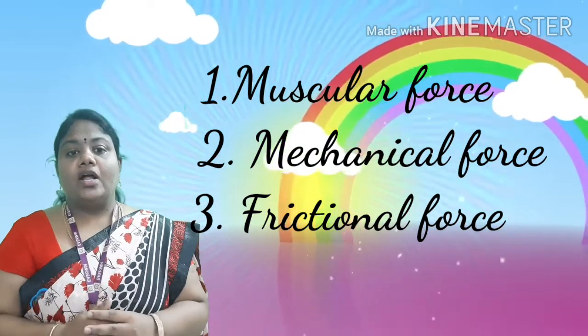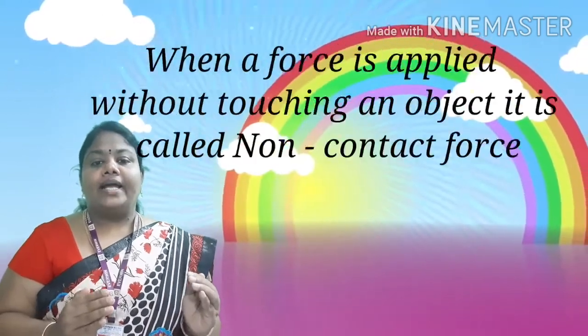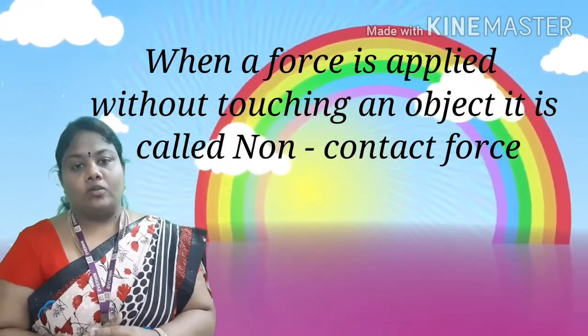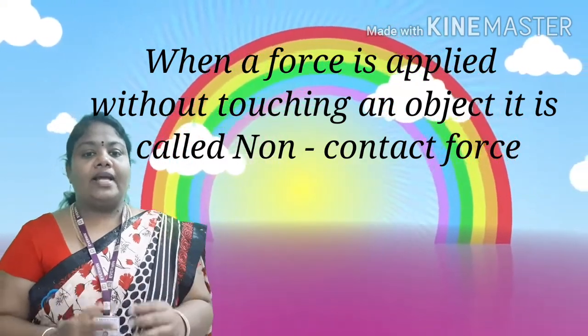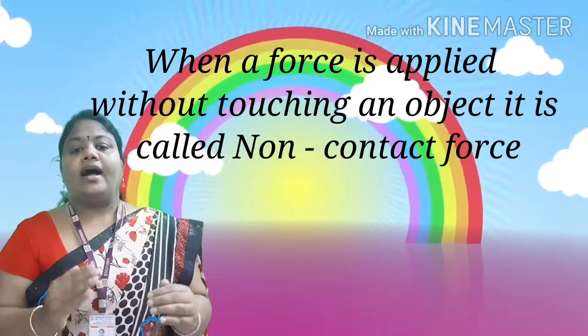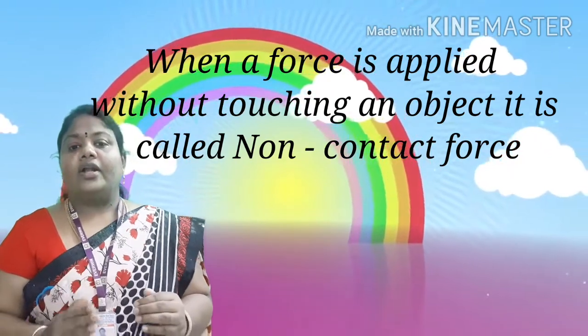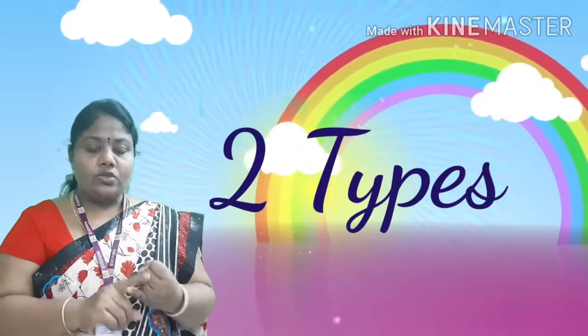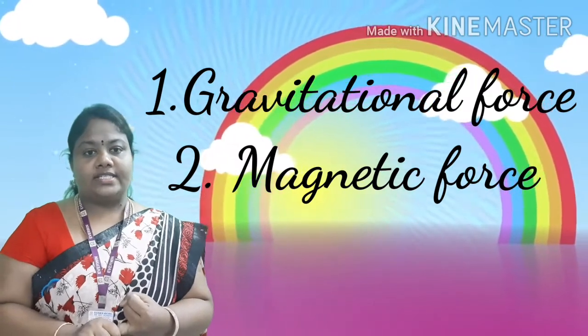Next, we are going to see non-contact force. When a force is applied without touching an object, it is called non-contact force. For example, vacuum cleaner, magnet. Non-contact force is classified into two. First one is gravitational force, second one is magnetic force.